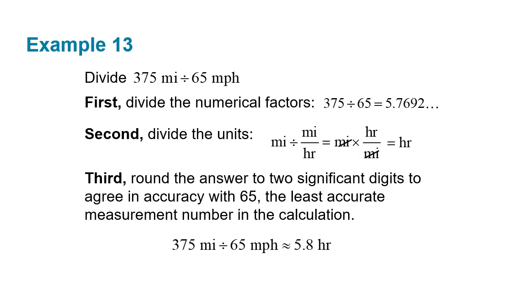The distance you travel divided by how fast you went gives you how long it took you to get there. But then we also divide the numbers. 375 divided by 65 gets 5.7692, and so on, right? But the smallest level of accuracy was the 65 miles per hour. It only had 2 significant digits. So the 5.7692 needs to be rounded to 2 significant digits, which means it needs to round to the tenths place, and we get 5.8.